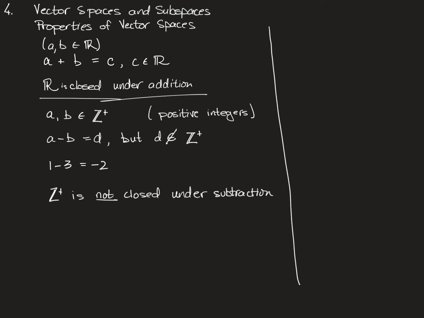Okay, let's look at multiplication. For the same A and B in the set of real numbers, A times B is equal to, let's go K. I'm trying to use different numbers here because A plus B is equal to C, so A times B is not likely also to be equal to C. Well, if A and B are in the real numbers, and we multiply them together, we get another real number, K. So we say the set of real numbers is also closed under multiplication.